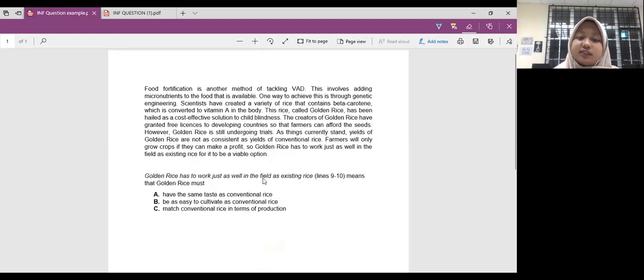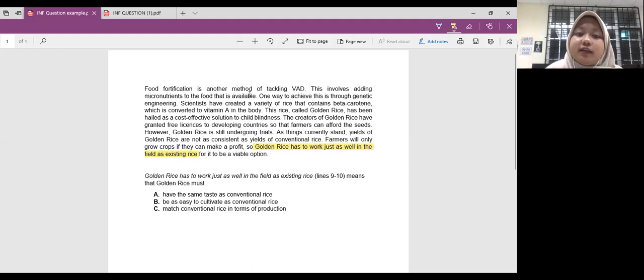Golden rice has to work just as well in the field as existing rice, which is the phrase that we need to refer to in lines 9 and 10. Look at the answer options. A, have the same taste as conventional rice. B, be as easy to cultivate as conventional rice. C, match conventional rice in terms of production. Next, after you go through the answer options, go to the text and understand the whole paragraph.